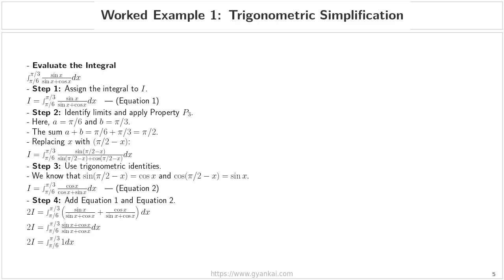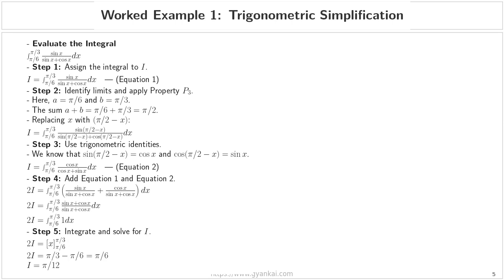So, 2I equals the integral from pi over 6 to pi over 3 of sine of x divided by sine of x plus cosine of x, plus cosine of x divided by cosine of x plus sine of x, with respect to x. If you look closely, the denominators are the same, so we can combine the fractions. This simplifies to the integral from pi over 6 to pi over 3 of sine of x plus cosine of x, divided by sine of x plus cosine of x, with respect to x. The sine of x plus cosine of x terms cancel out, leaving us with just the integral of 1 with respect to x, from pi over 6 to pi over 3.